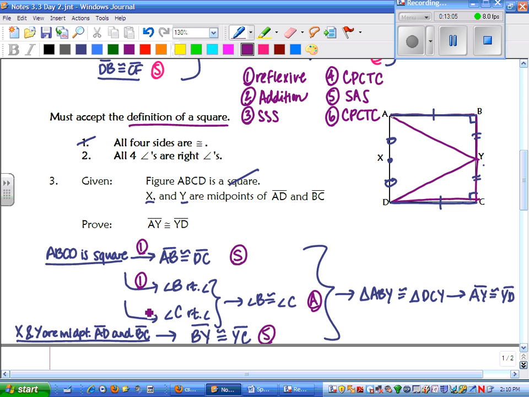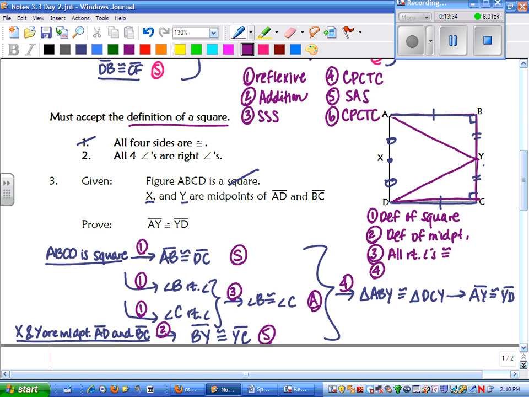So I know it's a square. I know it's a square, and I know it's a square. A square tells me a couple things. So my first one's going to be definition of a square. 2. How do I know here? It's going to be definition of a midpoint, because it says midpoint in the actual problem. Number 3. How do I know that right angles are congruent? Because I know all right angles are congruent. Number 4. This one's easy. Side, angle, side. And number 5, which is corresponding parts of congruent triangles are congruent. And I'm done with that proof.